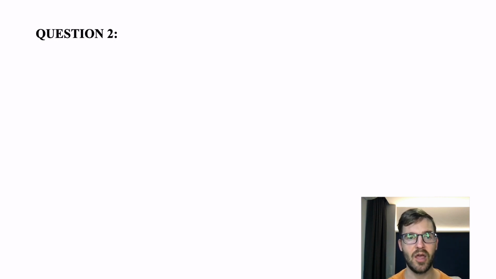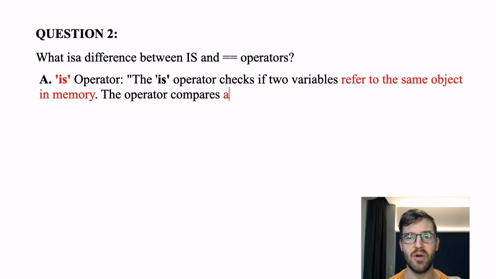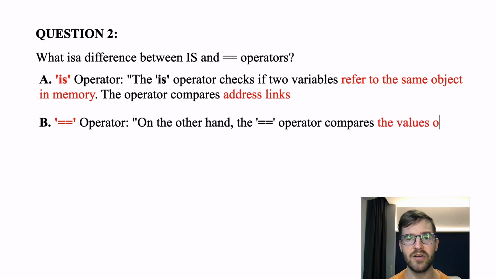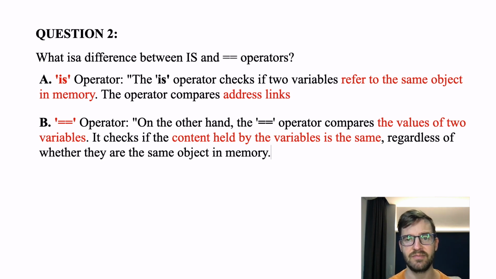Question number 2. What is the difference between the is and equal operators? These operators might seem similar, but they serve distinct purposes. Let's check this out. The is operator checks if two variables refer to the same object in memory. The operator compares address links. The equal operator, on the other hand, compares the values of two variables. It checks if the content held by the variables is the same.